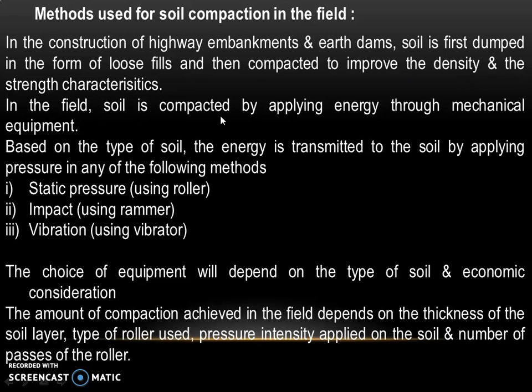In field, soil is compacted by applying energy through mechanical equipment. Based on the type of soil, the energy is transmitted to the soil by applying pressure in any of these methods. Static pressure is applied using roller, impact using rammer, and vibration using vibrator. The choice of equipment will depend on the type of soil at site and cost involved in construction.